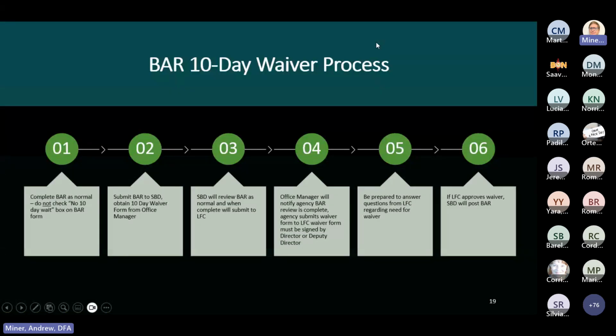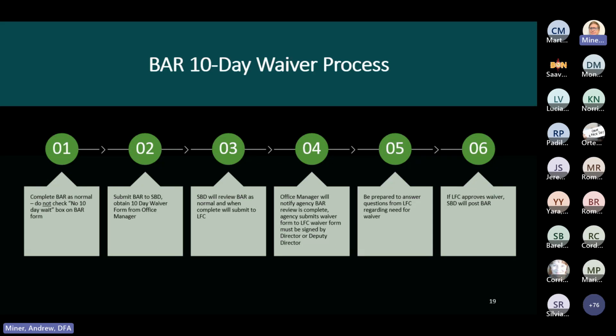Okay, last thing here before we take a short break is the 10-day waiver process. So like I said, LFC has this 10-day review period for all non-federal bars. So usually we have to wait the full 10 days before we can post the bar, make it official, and actually apply it to your budget.